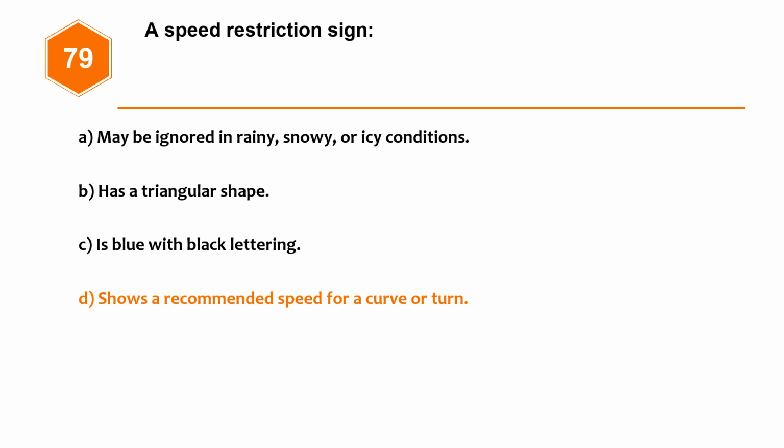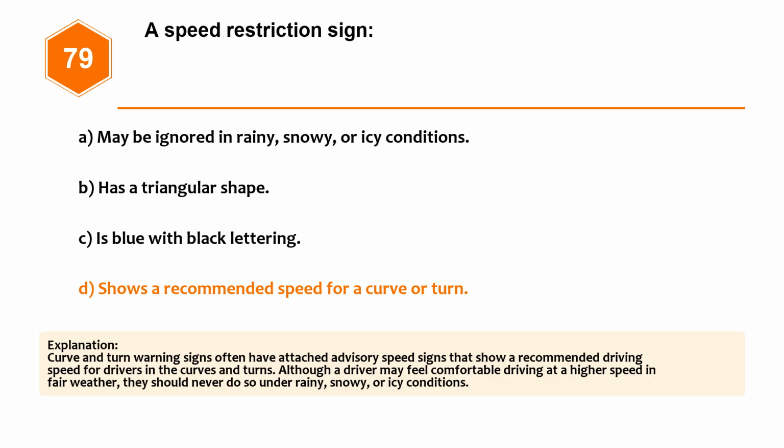The correct answer is option D, shows a recommended speed for a curve or turn. Explanation. Curve and turn warning signs often have attached advisory speed signs that show a recommended driving speed for drivers in the curves and turns. Although a driver may feel comfortable driving at a higher speed in fair weather, they should never do so under rainy, snowy, or icy conditions.